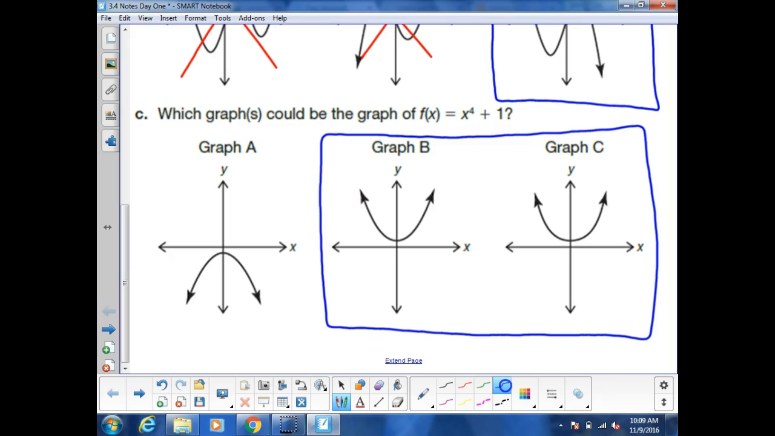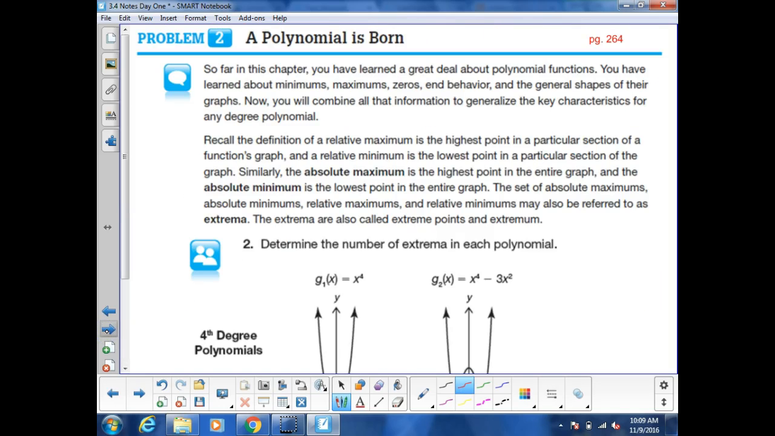So why don't I like A? It's got a negative what? Lead coefficient, so I don't like that one. Okay, with me? Fantastic. All right, so skipping ahead to 264 now.